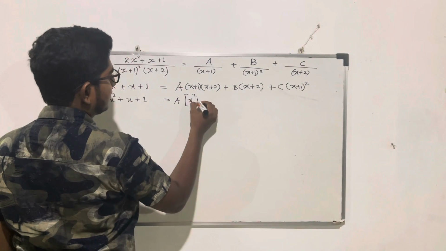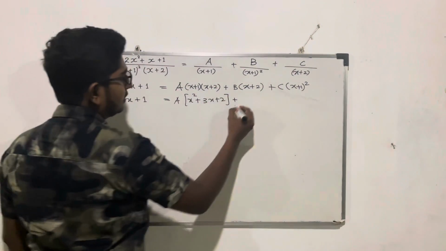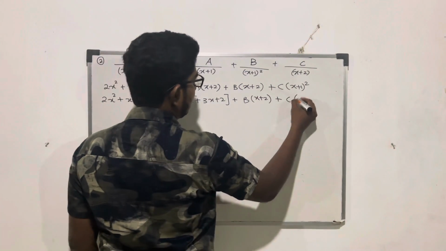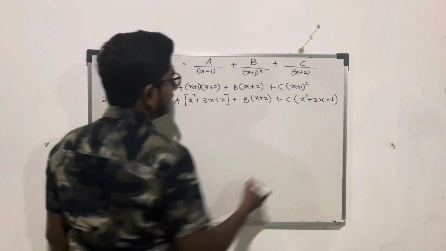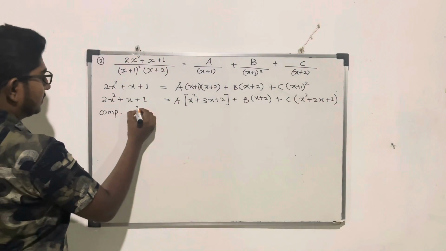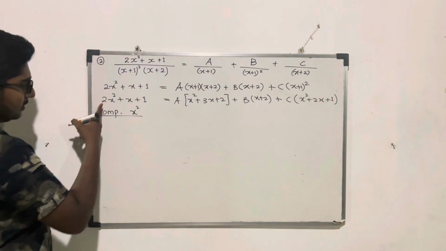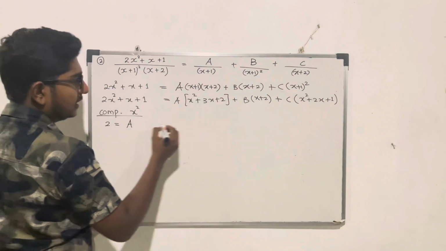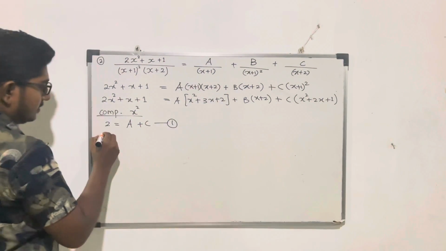Expand: x square plus 3x plus 2. No need to expand the B term. Expand this: x square plus 2x plus 1. Now we have to compare coefficients of different terms. Starting from the highest term, x square term, the coefficient here is 2. Here we get coefficient A and C. This is the first equation.